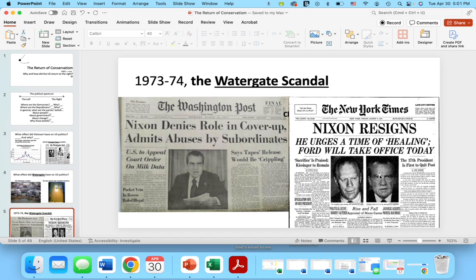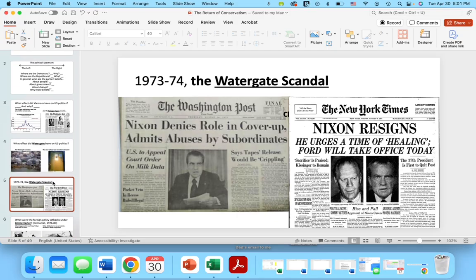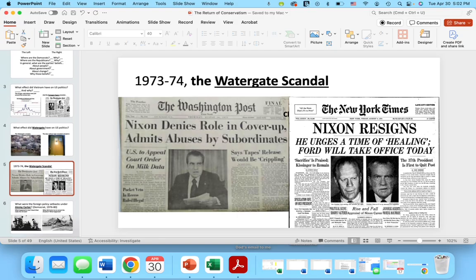And before he could be impeached by the House of Representatives and convicted and kicked out of office by the Senate, Nixon resigned. And his vice president, Gerald Ford, became president. So this scandal made the politicians look bad, and it made people lose faith and trust in the government. And so they wanted a smaller government.